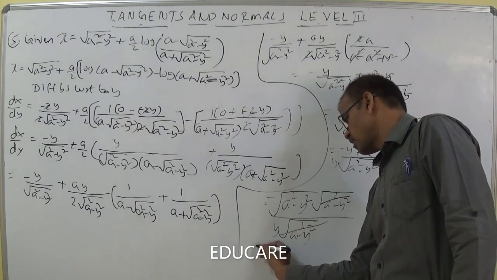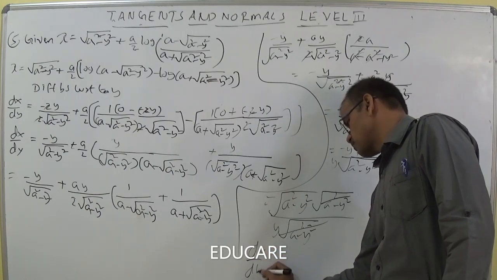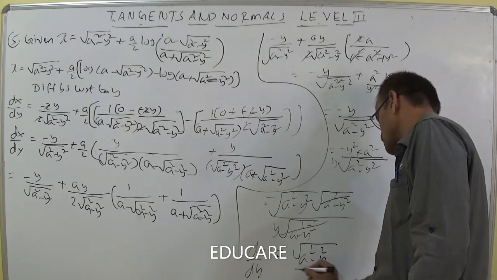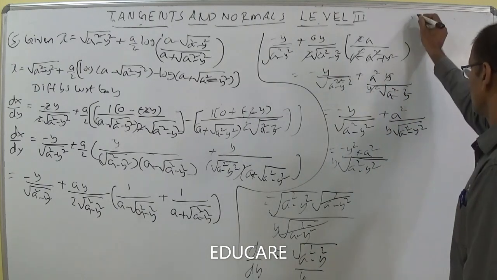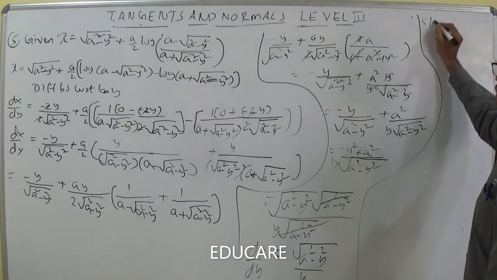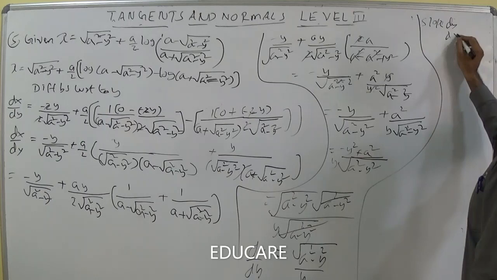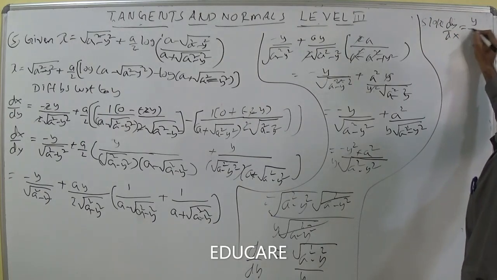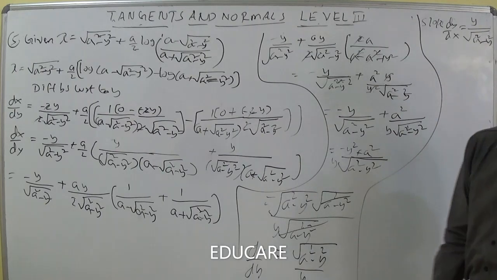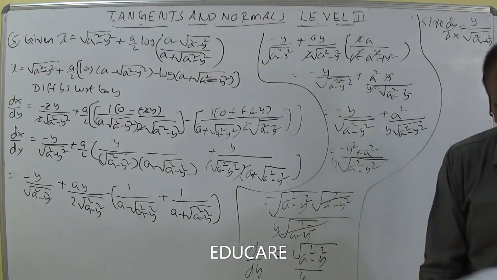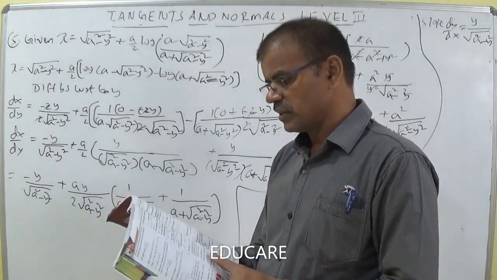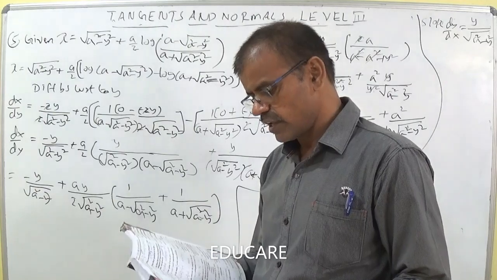Therefore, we got the value dx by dy is equal to root of a square minus y square by y. But to calculate slope, we need dy by dx, which is y by root of a square minus y square. Now you read the question. What is the value we should calculate? The intercept between the curve and x-axis of length.